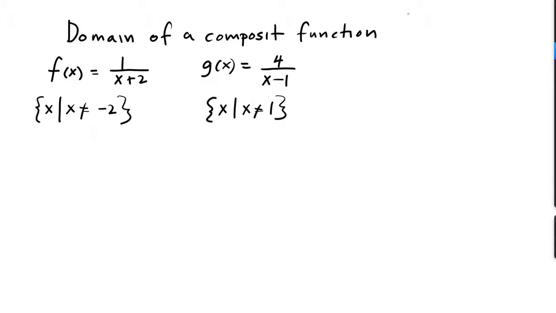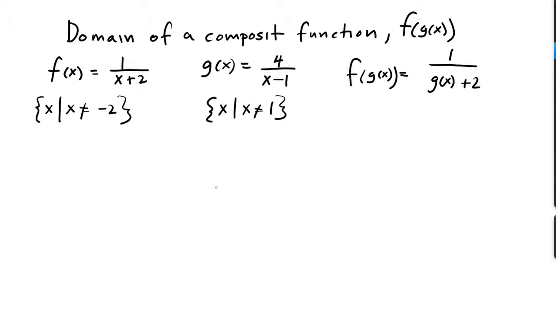Now, here's the thing. If I want to do the composite function f of g of x, that's the composite function I want to look at. First of all, I want to think about what that's going to look like. Let's take a look at the notation. f of g of x means that in f, in place of the x, I'm putting g of x. So that means 1 over g of x plus 2. In its most basic form, that's what that composite function is saying to do.